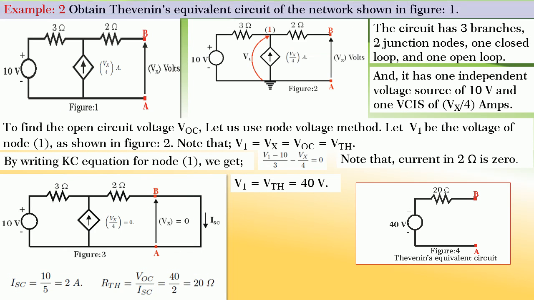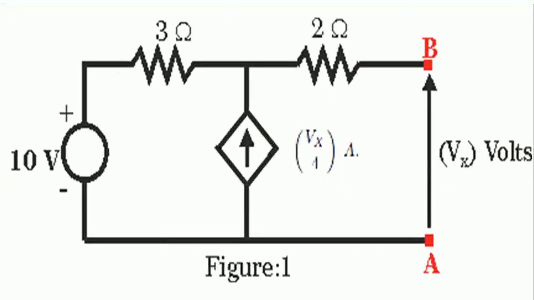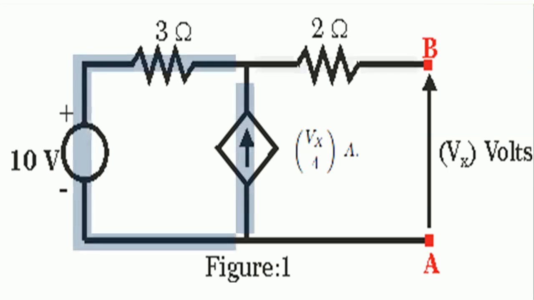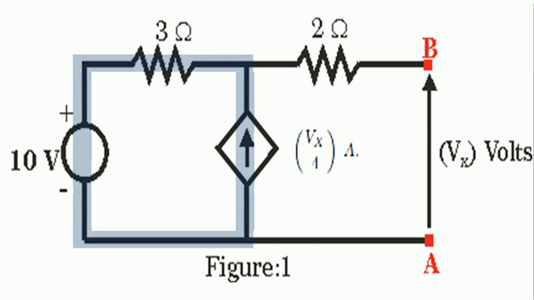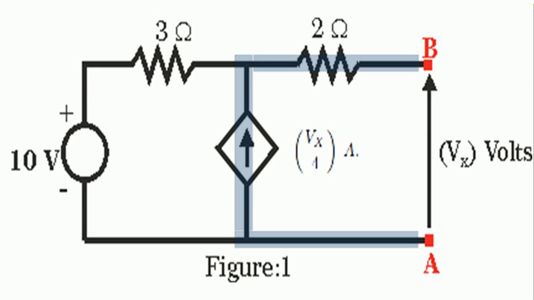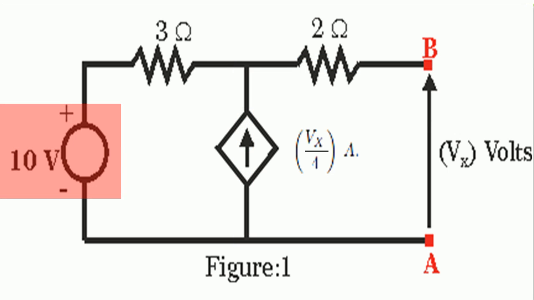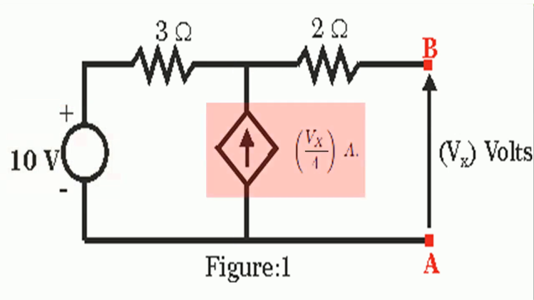Friends, let us take another example to find Thevenin's equivalent circuit of the network shown in figure 1. By analyzing the circuit, we see that the circuit has three branches, two junction nodes and one closed loop. It also has one open loop since the terminals A and B are open. It has one independent voltage source of 10 volts and one voltage controlled current source of Vx by 4 amperes.